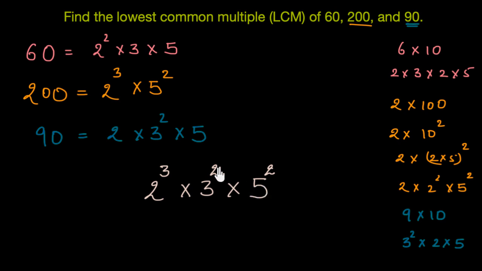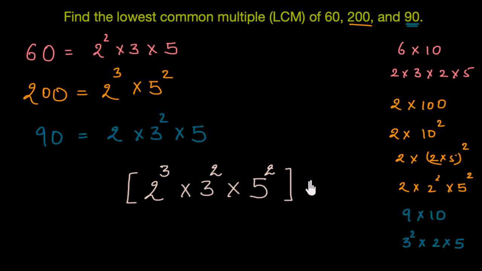So now, if a number is the multiple of all these three numbers, it should at least have 3 2's, 2 3's and 2 5's. So we can see that this is the prime factorization of the lowest common multiple of these three given numbers. Now if you want the second common multiple, we can multiply this by 2. If you want the third common multiple, we can multiply this by 3 and so on.